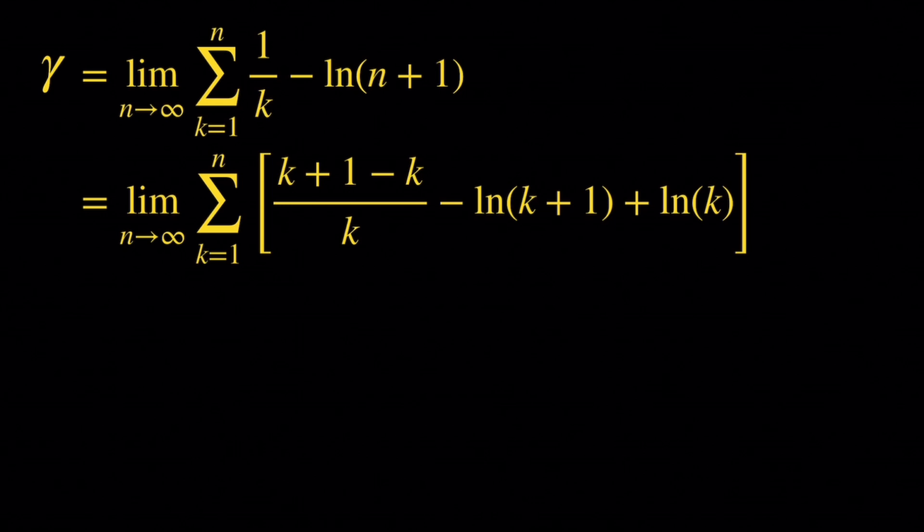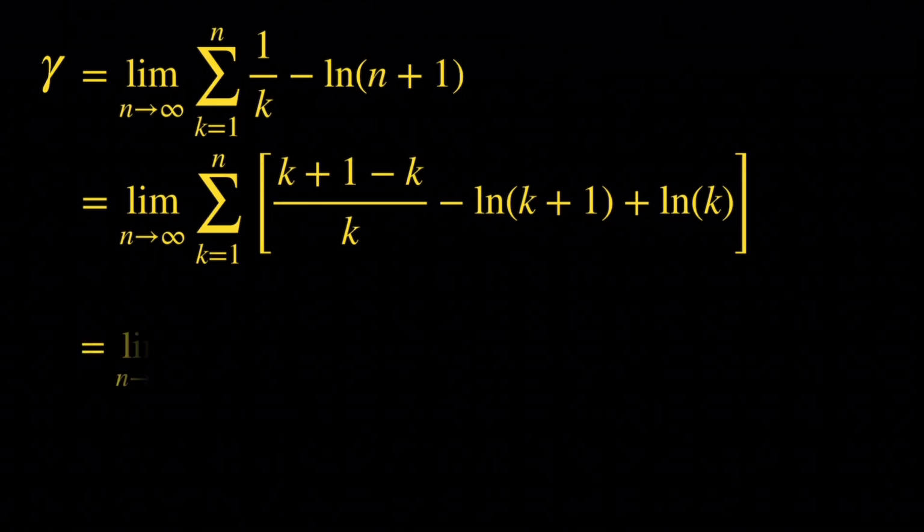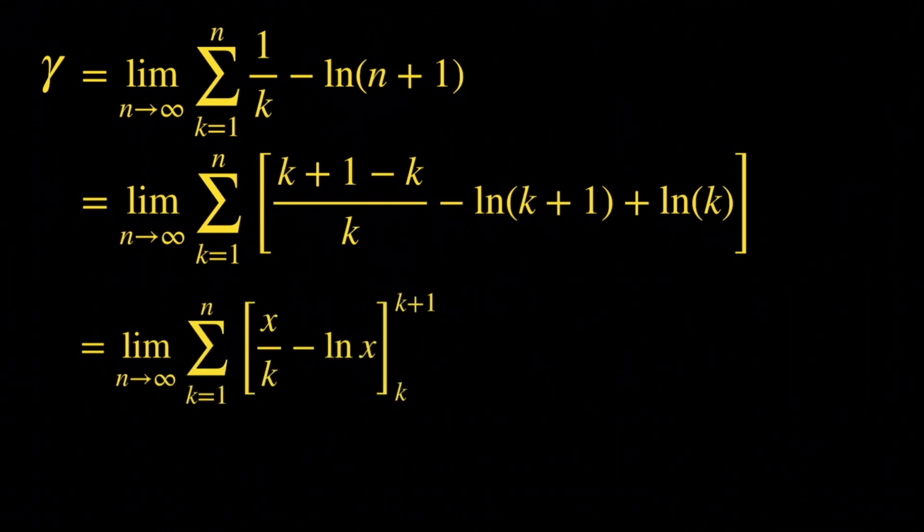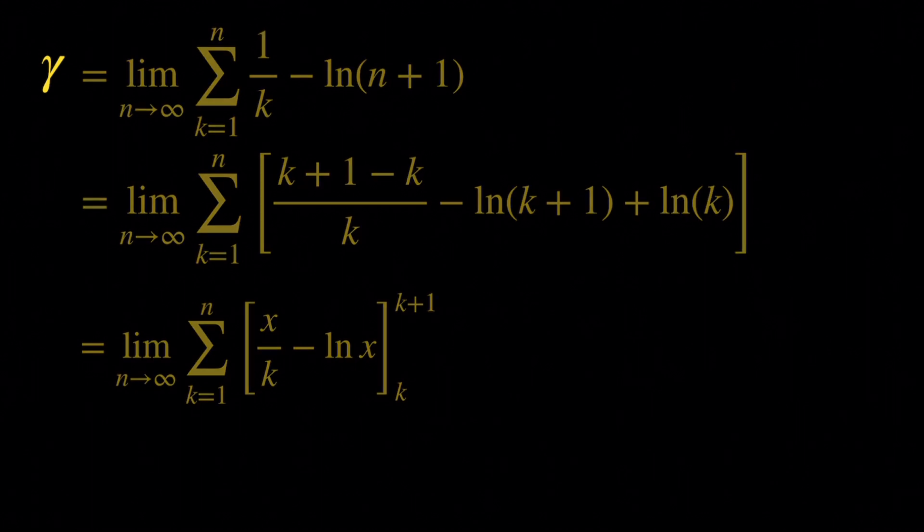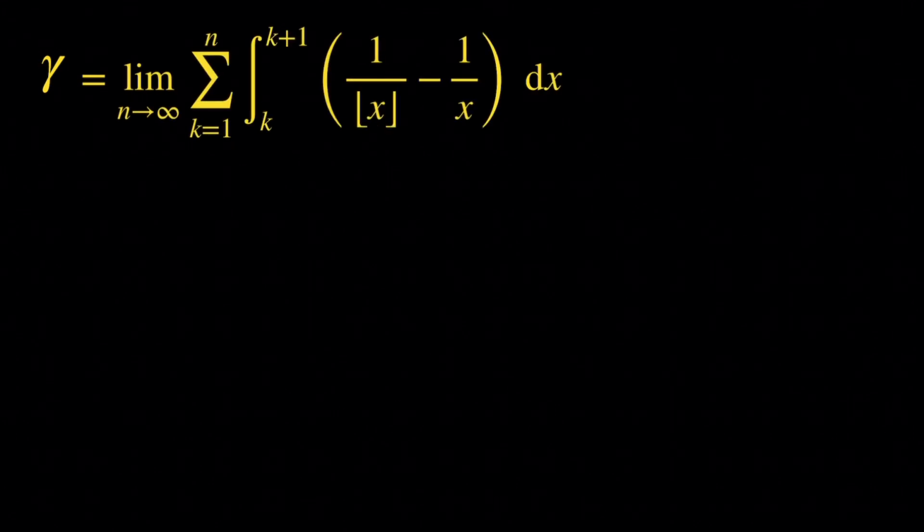Now, this can be seen as some function evaluated from k to k plus 1. And that function is simply x over k minus natural log of x. And this precisely is an integral. So we can write this as the integral from k to k plus 1 of 1 over floor of x minus 1 over x dx.